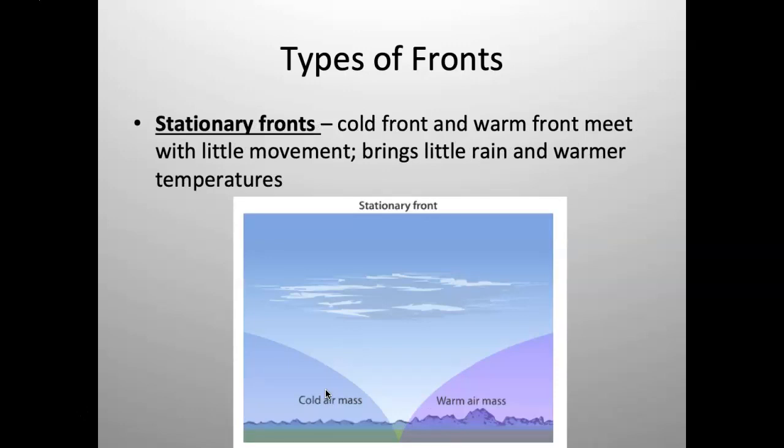The last type of front is our stationary front. A stationary front is when a warm front and a cold front meet, and there's very little movement between the two air masses. This usually brings little rain and warmer temperatures, as the warm air eventually will push its way through.